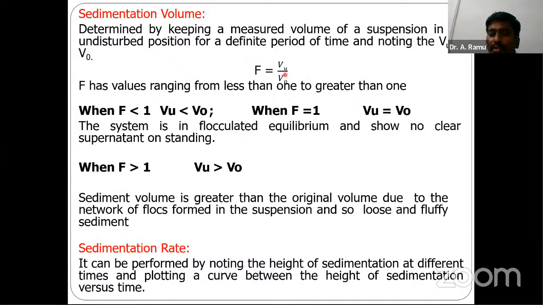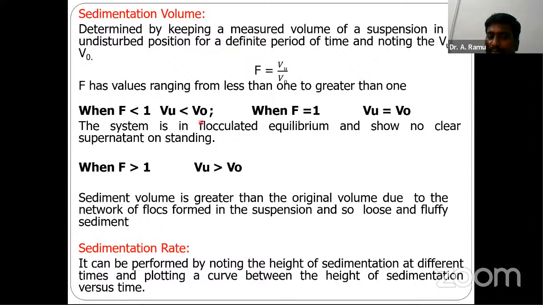So the sedimentation volume is represented by F. In a physically stable suspension where there is no sedimentation of the particles, the F value will be equivalent to 1. Whereas in suspensions where there is sedimentation of particles, the F value will be less than 1. If the F value is less than 1, it indicates that the volume of sediment is less when compared to the volume of the suspension.